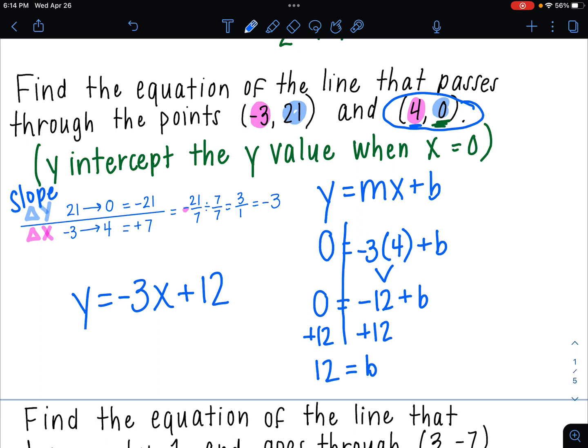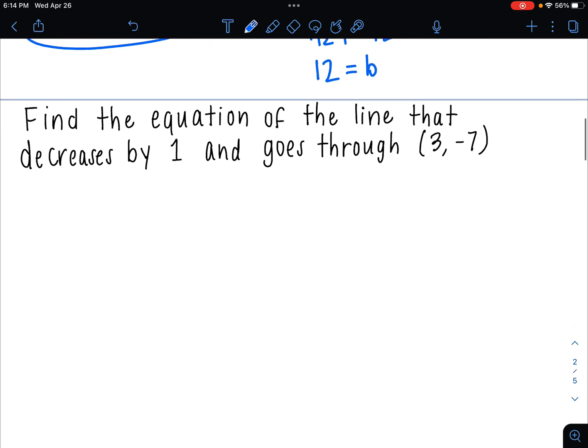So we're always thinking about what do we know, what information did they give us, what are we trying to find out in order to find m and b. So there's my equation. We'll do one more example.